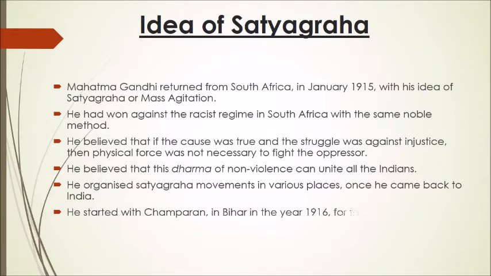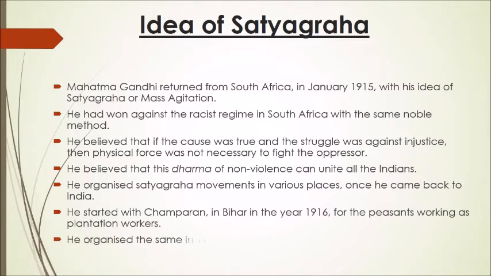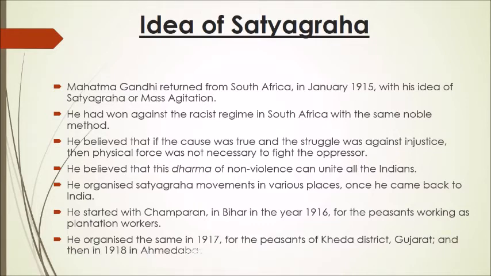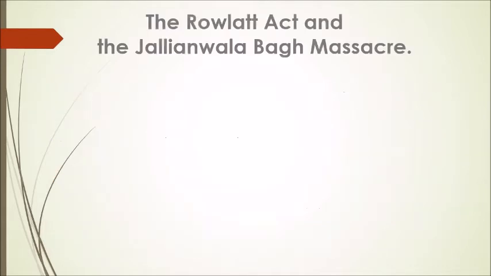He organized Satyagraha movement in various places once he returned to India. His first Satyagraha was in Champaran of Bihar in 1916 for the peasants working as plantation workers. Then his second Satyagraha was in 1917 for the peasants of Khera district, Gujarat, and then again in 1918 for the cotton mill workers of Ahmedabad. So 3 Satyagraha किए as soon as he returned back to India.